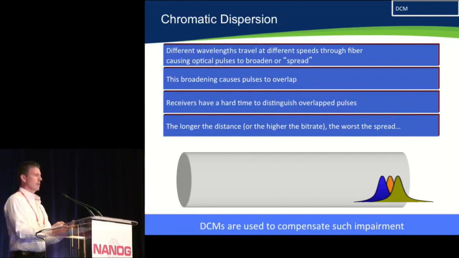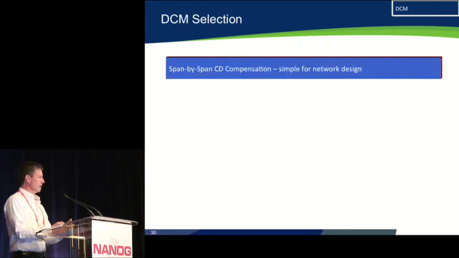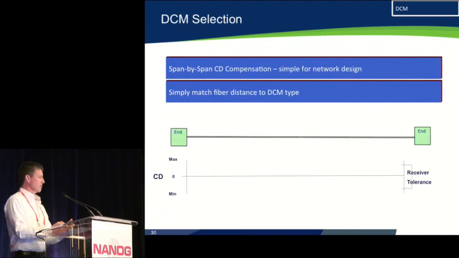So DCMs were introduced to reduce this effect, and essentially what they are is a special type of fiber that has a negative dispersion ratio. So it essentially reverses the effect of the chromatic dispersion that's occurring on your fiber plant. A DCM itself is simply a module which is a loop of this special fiber, and it's specified by length. So in this case, we've got a length of fiber between amplifiers.